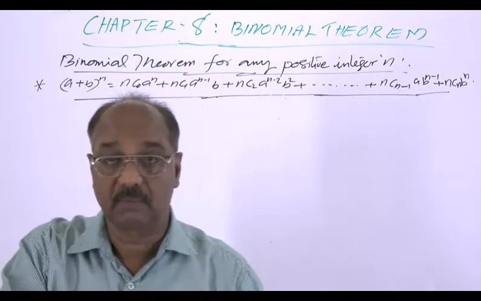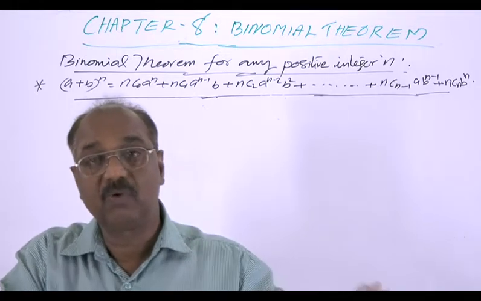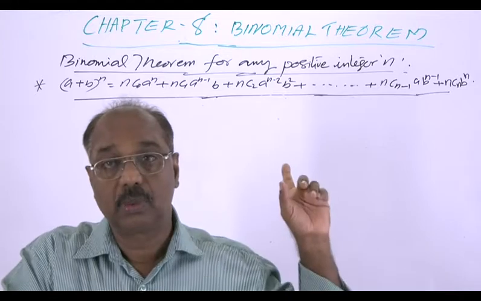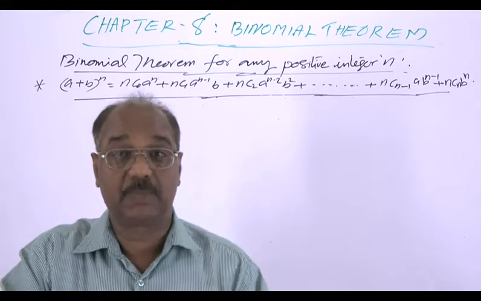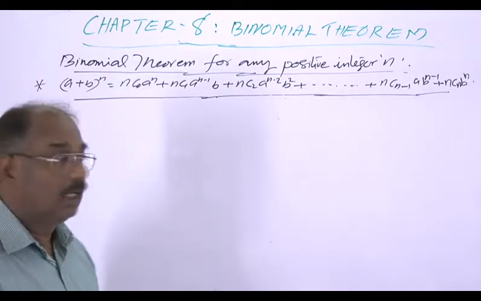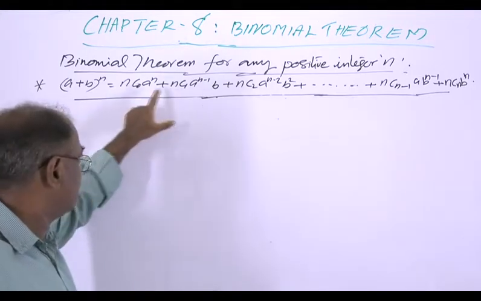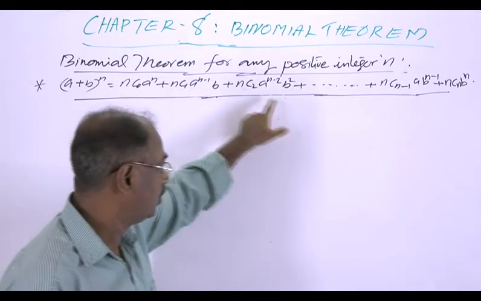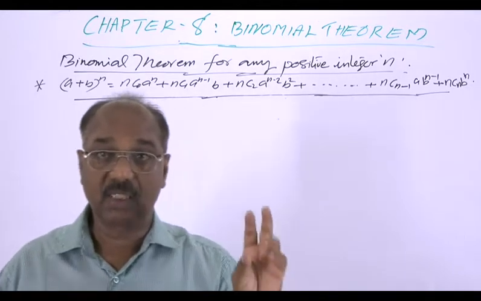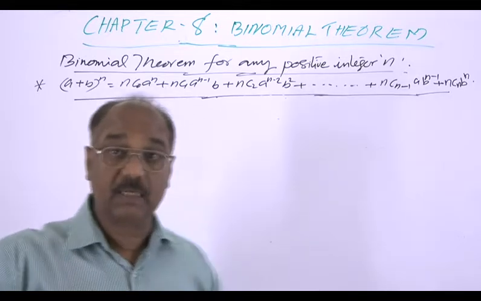So this is the binomial theorem. The expansion of (a + b)^n for a positive integer n. So this is the expansion. And now remember the terms of this expansion. There are n + 1 terms here, and the coefficients of the terms are nC0, nC1, nC2, up to nC(n-1), nCn. The coefficients nC0, nC1, nC2, nC3, nC4, etc., nCn.